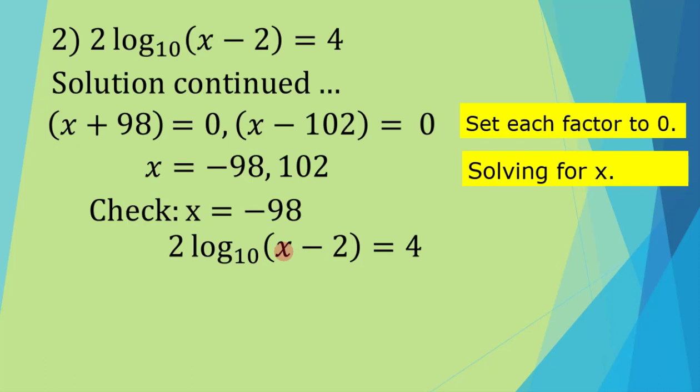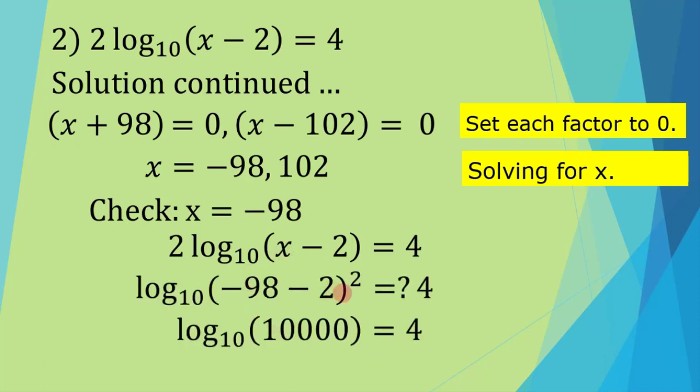This will become -100. But take note, -100, you square it, it will become positive. And this is log of 10,000 to the base 10, which is 4. And it's really true. So therefore, 4 equals 4.